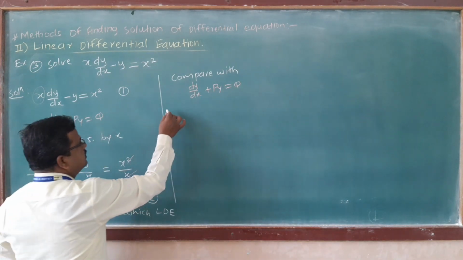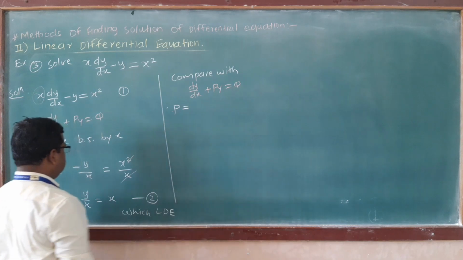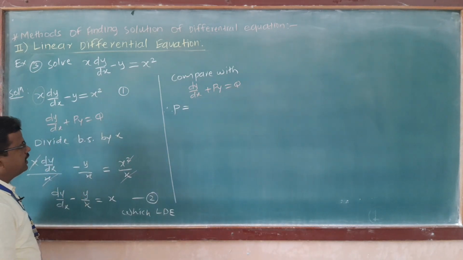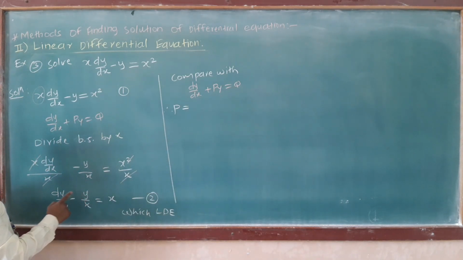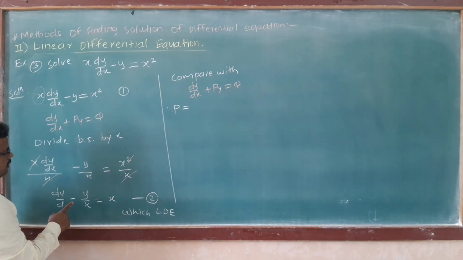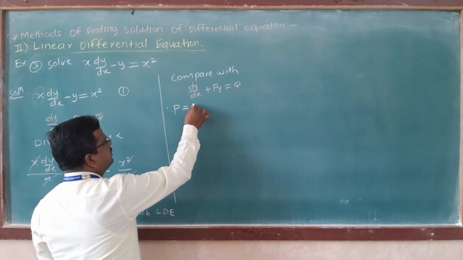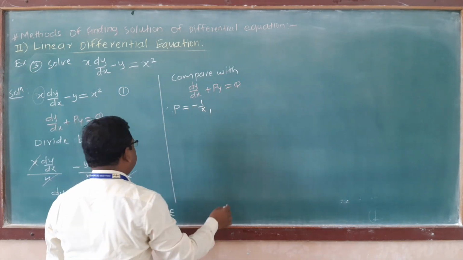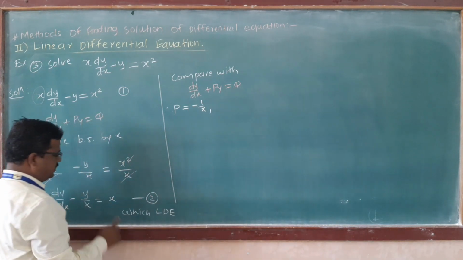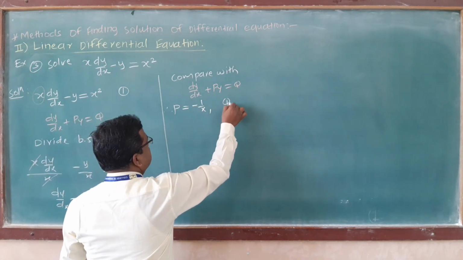What is p? Therefore p is equal to, p means coefficient of y. या y चा coefficient त्याला p म्हणतात. So that will be taken along with sign, minus 1 upon x. This is p, minus 1 upon x, and q means right hand side, which is x. Therefore q is equal to x.